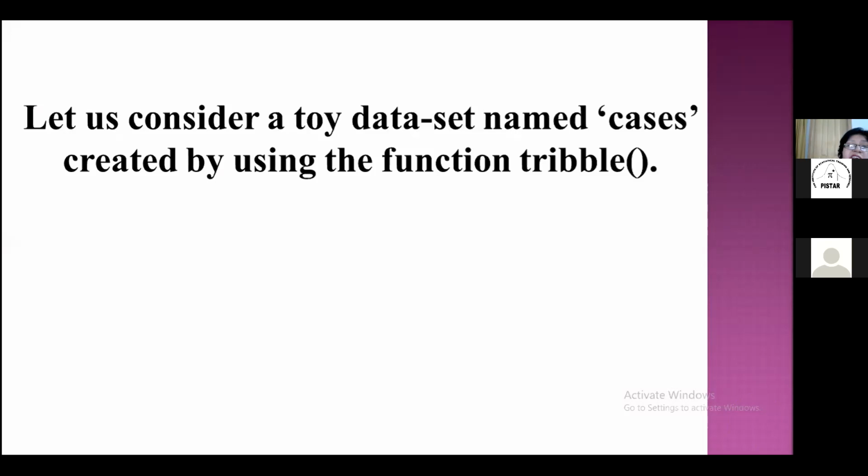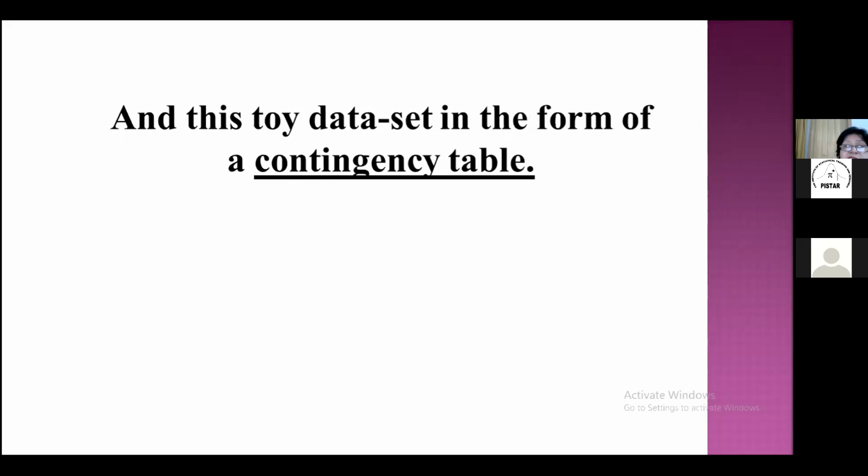So let us consider a toy data set named cases, which we create ourselves using the function tribble. Now, the ones who are joining for the first time, you have to be patient. We did this last time, it doesn't matter, just accept it. Like when we want to turn on the light, we just press the button. We don't have to be electrical engineers to do that. So at this point, just accept it as the proper function for creating this toy data set.